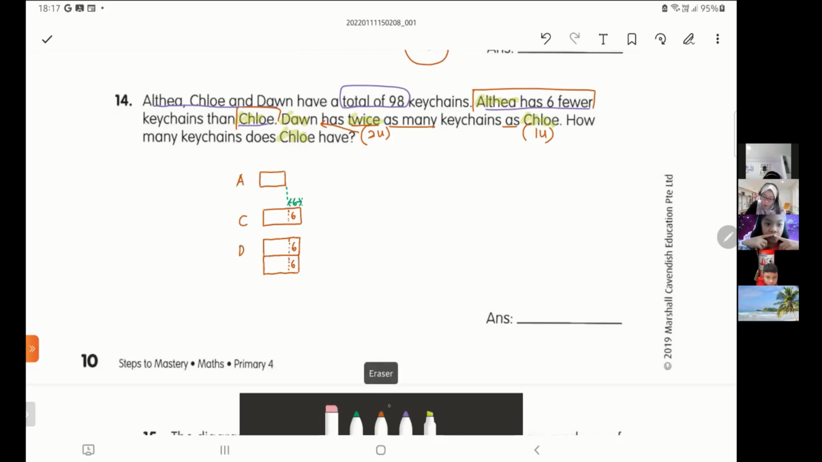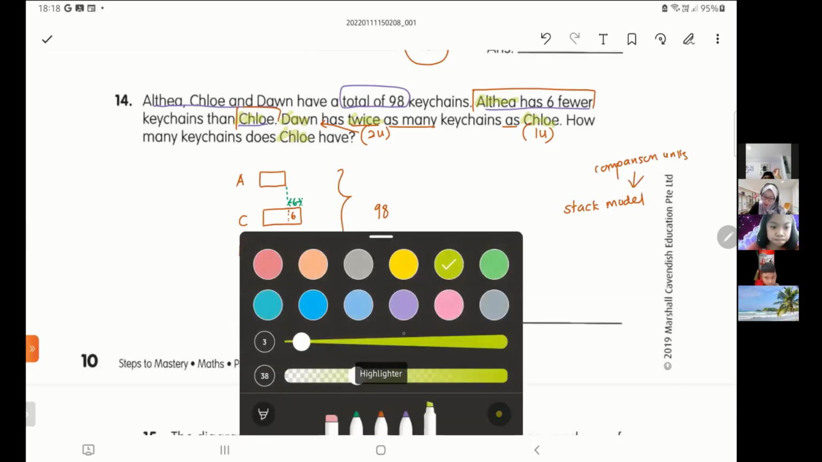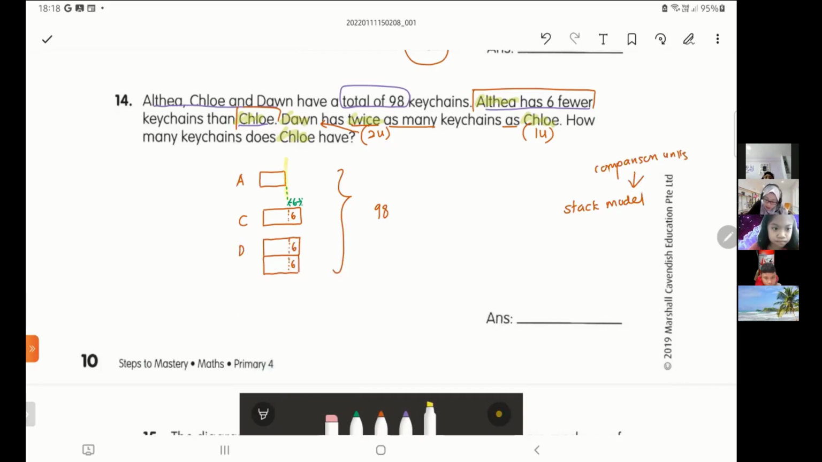So we know that they have a total of 98 keychains. So can you see my model here? I am stacking it up. This is stack model. This is comparison units, yes, but I'm using the stack model to solve, stacking up. Okay, now if you can tell from my model here, there are extras. These are all my extras. These 6 are all my extra. All these 6 and 6 are extra. And what do I do with extras? I take them away. Can you see this is my left hand side and this is my right hand side?